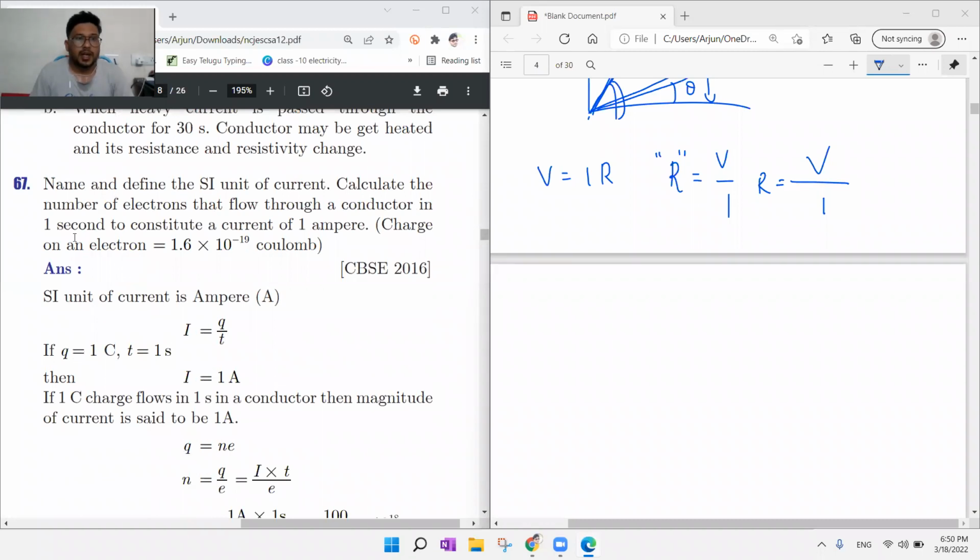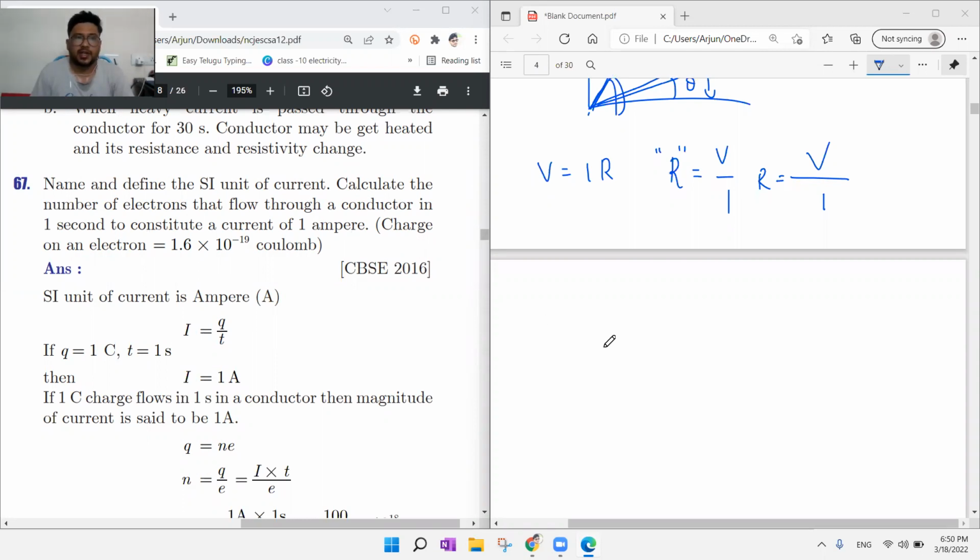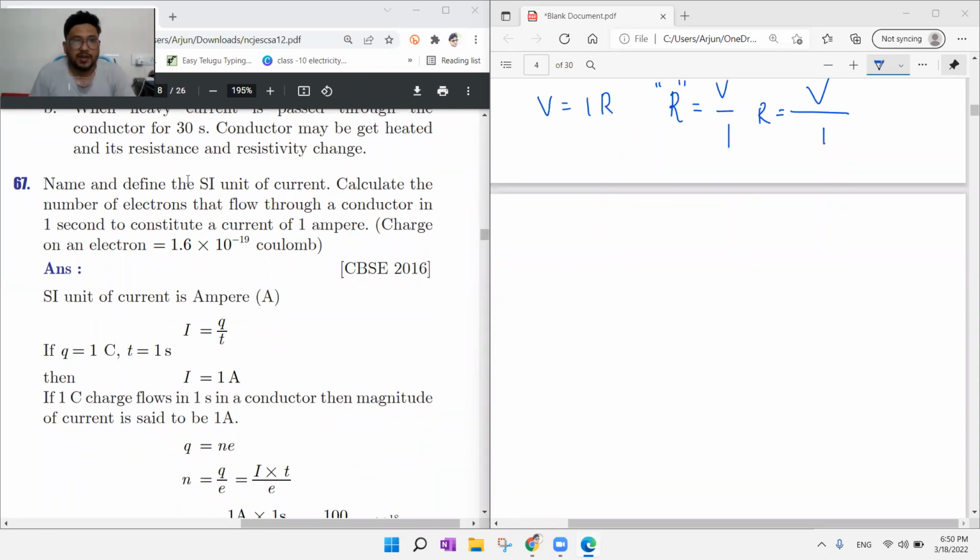67th question. Name and define the SI unit of current. Calculate the number of electrons that flow through a conductor in 1 second to constitute a current of 1 ampere. The charge of an electron, this we already did. Fine. Name and define the SI unit of current. The SI unit of current is ampere, which is represented with capital A.